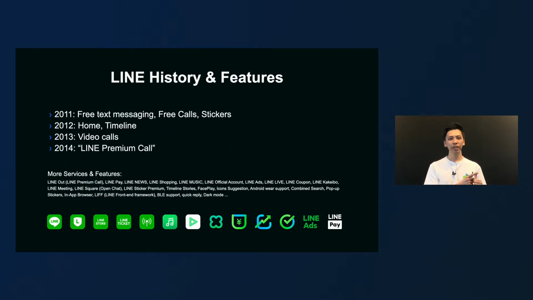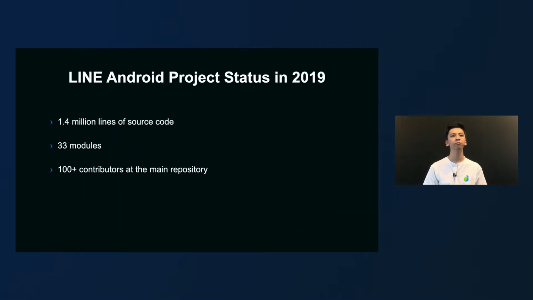So, Line began as a free text messenger app with a free calls and stickers feature in 2011, and then more and more features were added, such as home timeline, video calls, and Line Premium calls, etc. There are more and more features inside the messenger app. So let me show you the project status for last year in the Line Android project. We had 1.4 million lines of source code, and we have 33 modules. There were more than 100 developers working on the same project in the main repository.